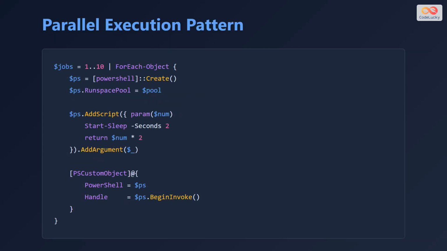The basic pattern for parallel execution involves creating several PowerShell instances, assigning each to the runspace pool, and starting them using BeginInvoke. You can pass arguments to each runspace so different tasks run at the same time. As each instance runs its job independently, you maximize efficiency and speed by working on multiple items together.